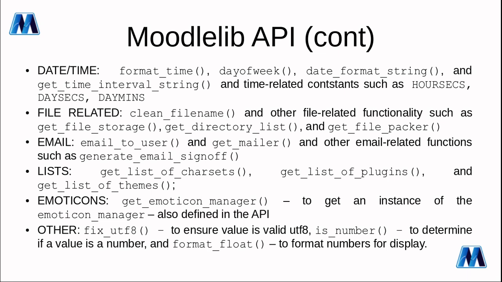And then other things like fix UTF-8 to ensure that a value is valid UTF-8, is number to check if it's a number, and format float to format numbers for display. So that's Moodlelib, kind of the Swiss Army knife of the Moodle API functionality, and we will definitely be seeing quite a few of these functions as we progress through the course.